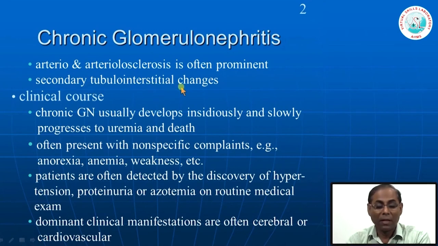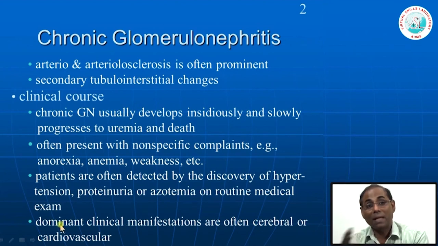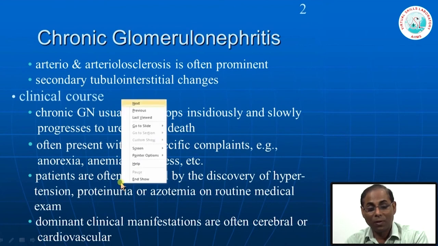Everything is fibrosed. Clinical course: chronic glomerulonephritis usually develops insidiously and slowly progresses to uremia and death, and obviously you can make this patient survive by transplantation or long continued dialysis. They often present with non-specific complaints. When they present only as chronic glomerulonephritis, we do not know exactly what the primary or initial type of glomerulonephritis was which led to it. So, the patient is often detected by discovery of hypertension, proteinuria or azotemia on routine medical examination, and dominant clinical manifestations are often cerebral or cardiovascular, because the kidney disease was silent. It came when the kidney had totally failed.